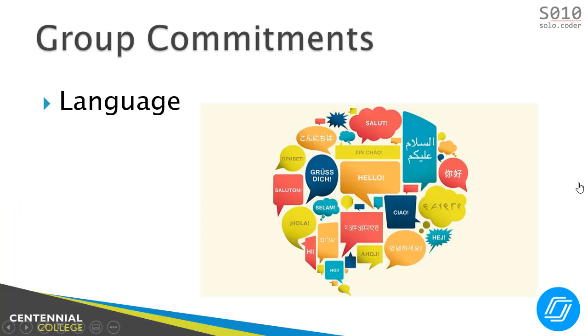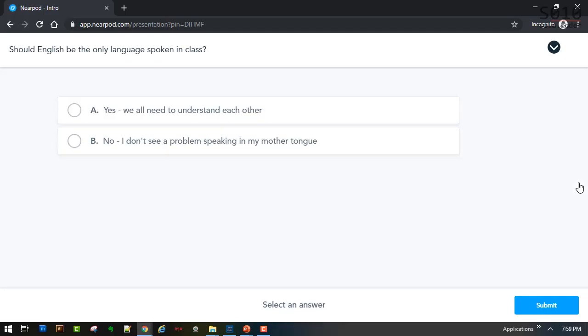The last one, I think it's the last poll. So the question is, should English be the only language spoken in class? Yes, we all need to understand each other. No, I don't see a problem speaking in my mother tongue. It's a bit of a loaded question, but it's loaded on purpose. Okay, let's give it a minute there.